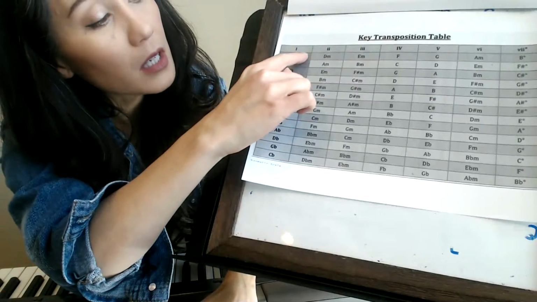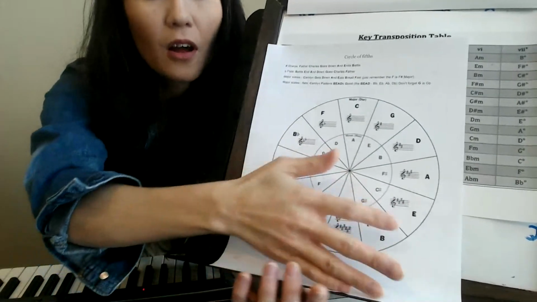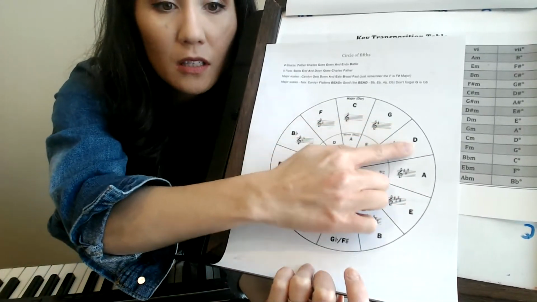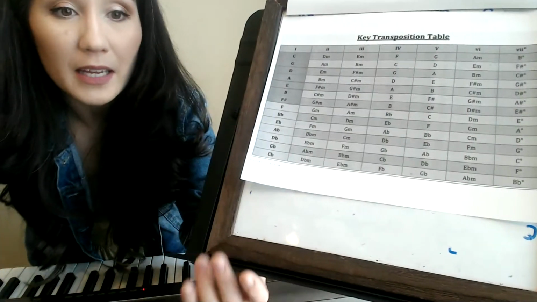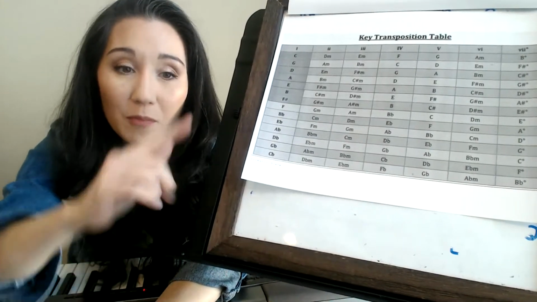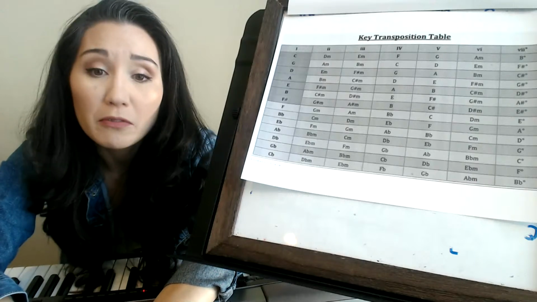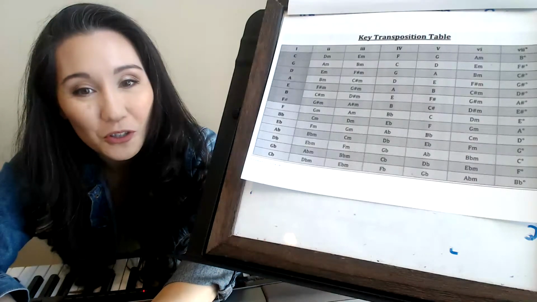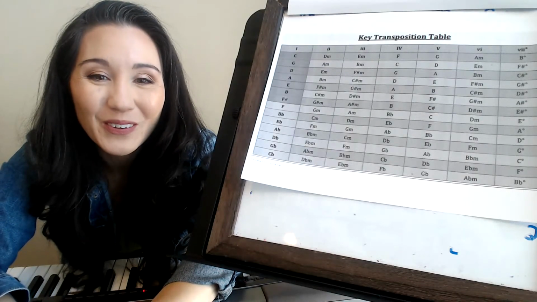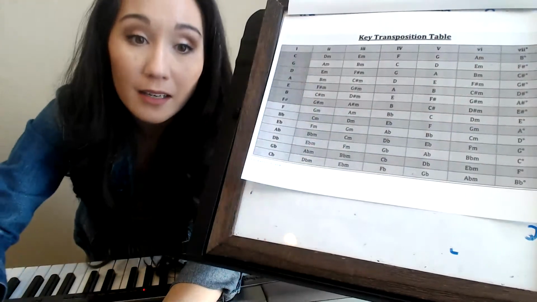So here is C, G, D, A. Here's my circle of fifths. We have C, G, D, A. It's just taken the circular form and made it into a grid form. So if you look at a key transposition table, if you Google search it online, you'll be able to find it. And then also a Nashville number chart. If you search that too, you'll be able to find something like this. Okay, so what this does is that here are our notes in order of our diatonic scale.